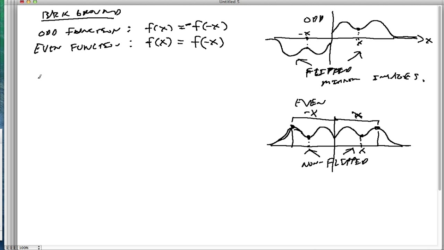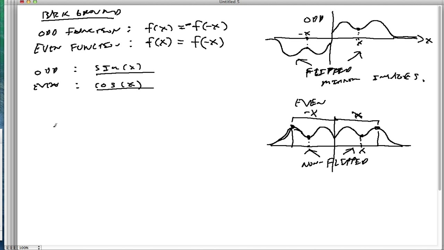And of course, the classic example of an odd function is sine of x. And the classic example of an even function is cosine of x. All right, so obviously, those are our trigonometrics that we're going to be exploiting in Fourier series. So let's understand now a little bit more about what's going on here.